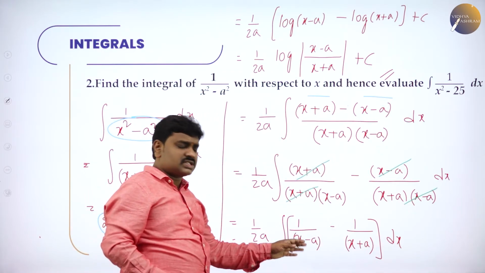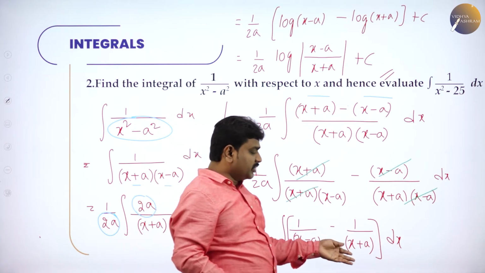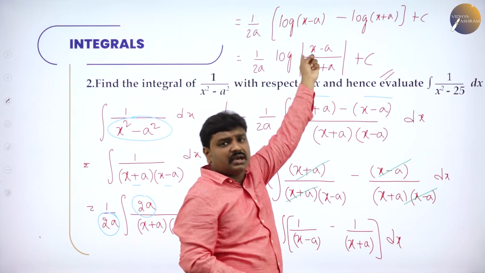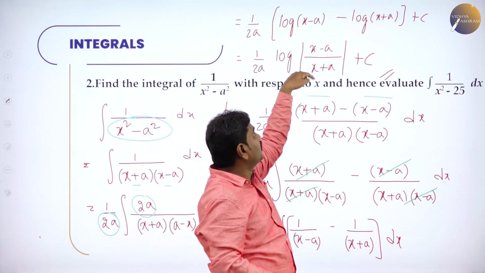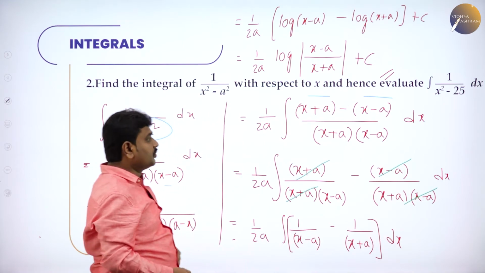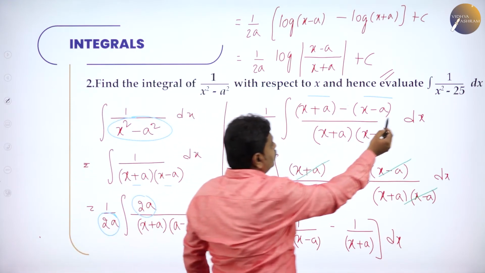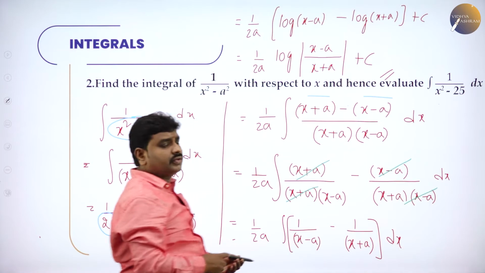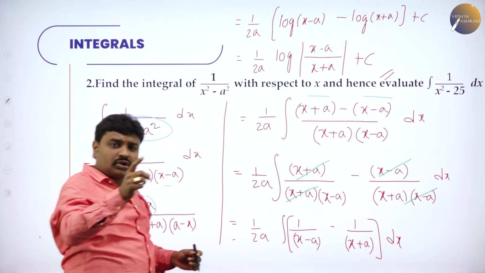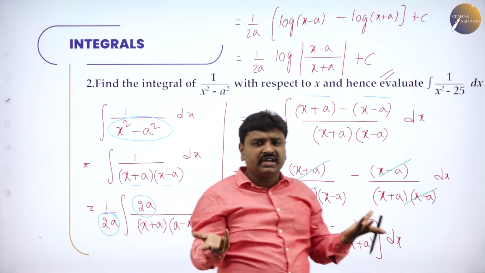Integration of 1 by x minus a is log of x minus a. Integration of 1 by x plus a is log of x plus a. And log a minus log b is log of a by b. A means first factor, by b means second factor. That's it. So now they're asking you, hence evaluate this question. So I hope all of you understood this. Write and practice. This is easy. If you are thorough with the first integral, the second one is simple and direct.